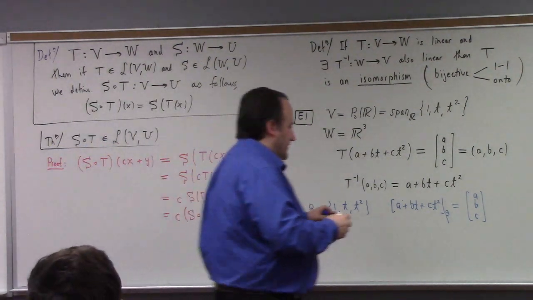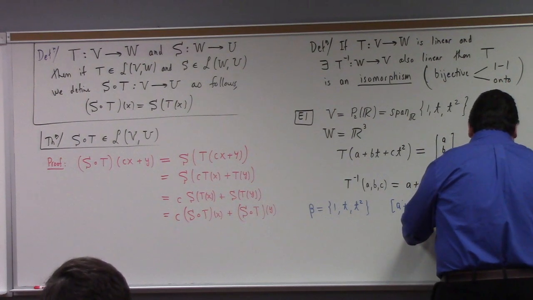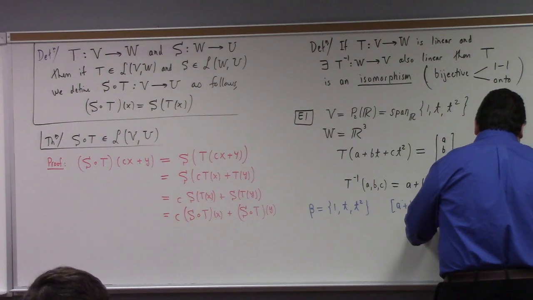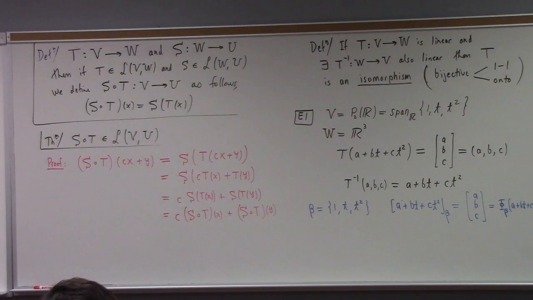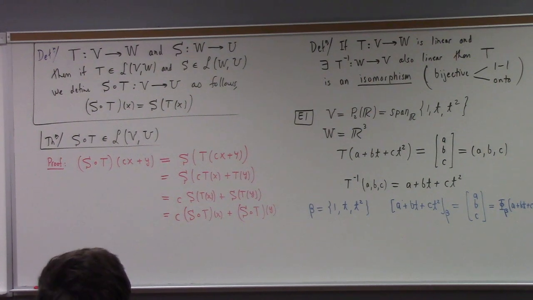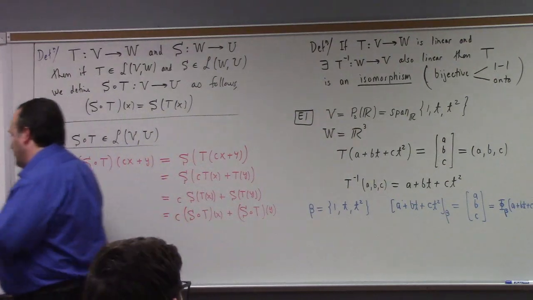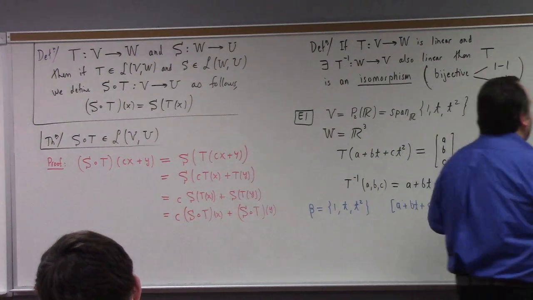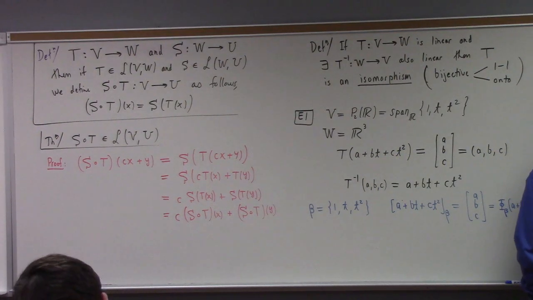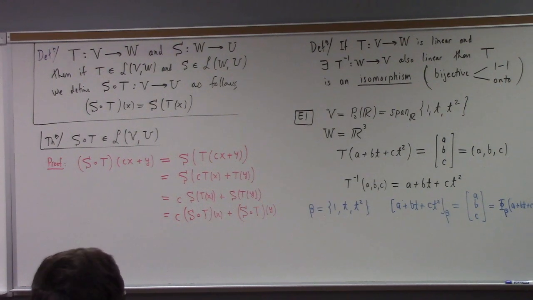Now, I have other notation for this. I would also call this phi sub beta of a plus bt plus ct squared. That's my notation for the coordinate map. All right? You're like, okay, well, that's great. Why do you care about this notation? Well, let me show you. So if we have a linear transformation, let me talk about the matrix for T, a linear transformation from V to W.